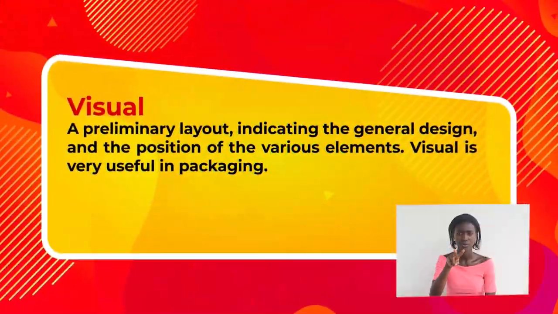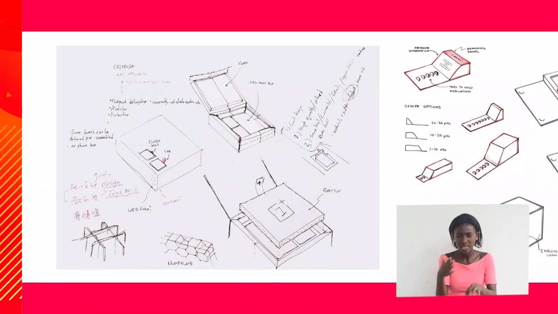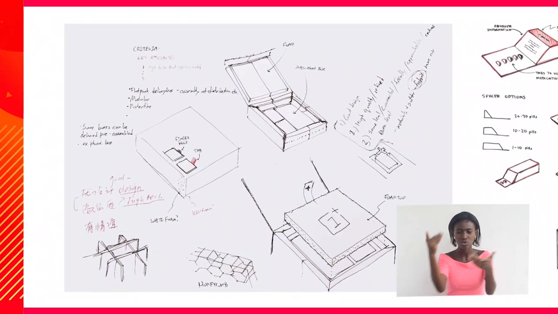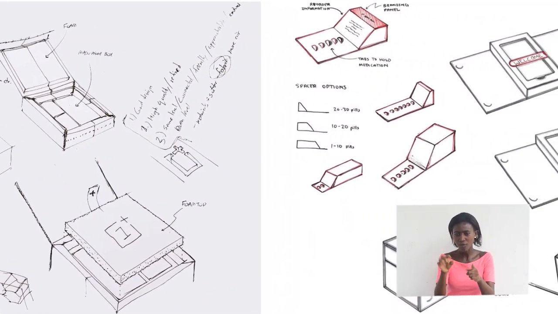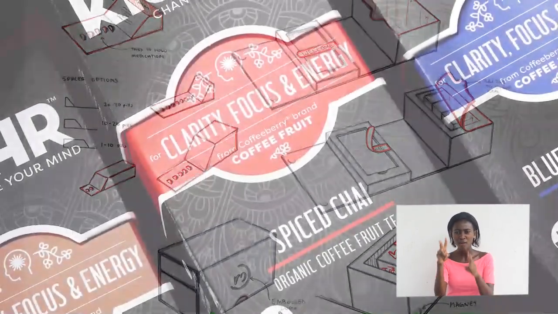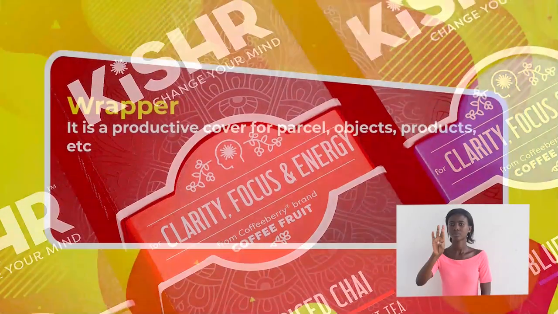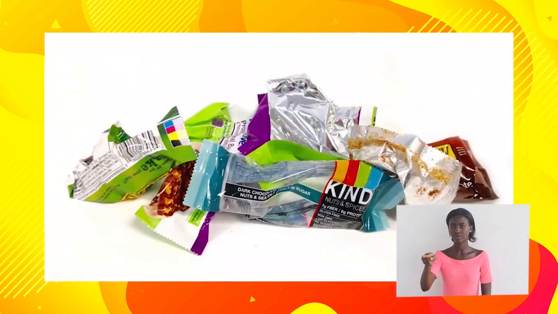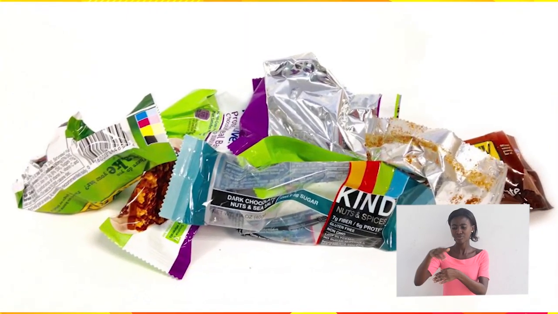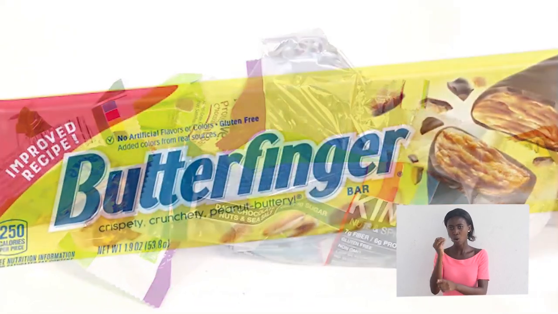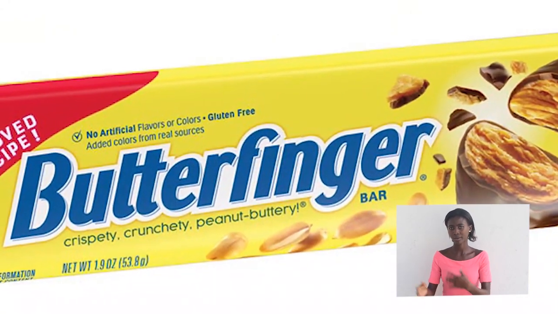Visual, a preliminary layout indicating the general design and the position of the various elements. Visual is very useful in packaging. Wrapper. This is a protective cover for parcels, objects, products, etc.